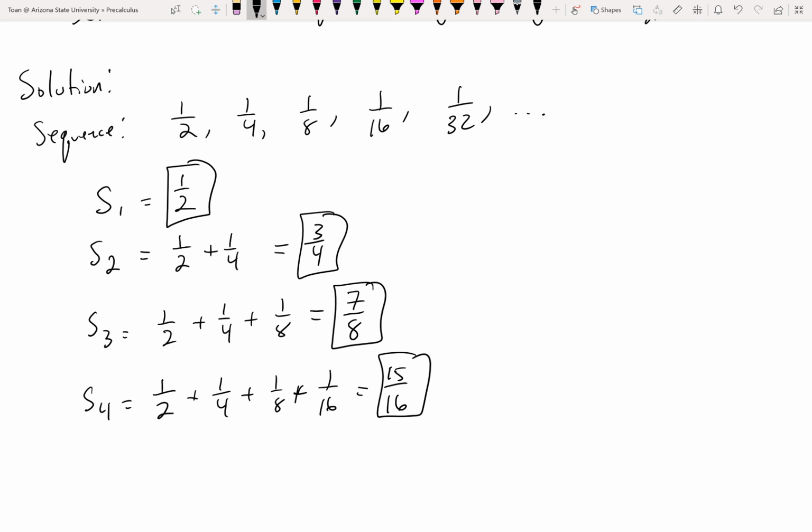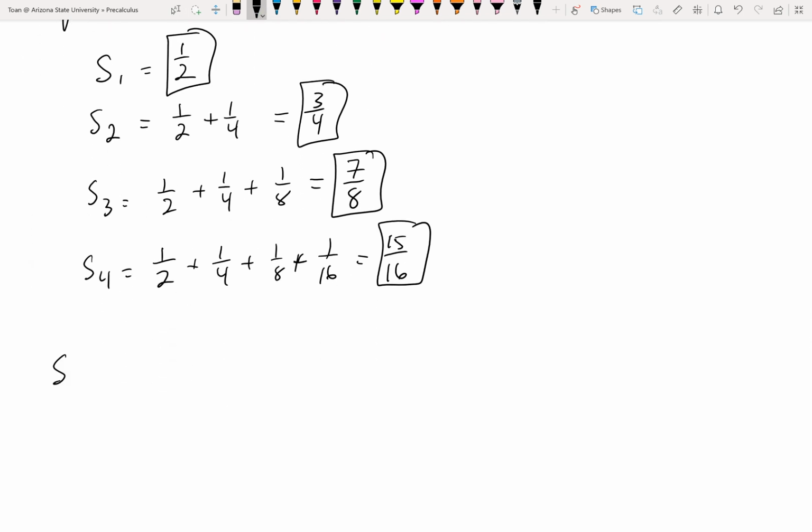Now it asks you to write the nth partial sum. So s sub n equals. Now the nth partial sum is to look at the partial sums as a sequence itself. So I need to think of 1/2, 3/4, 7/8, 15/16 as its own sequence. So this is sort of like the sidebar here. And ask yourself, can you come up with a pattern here?